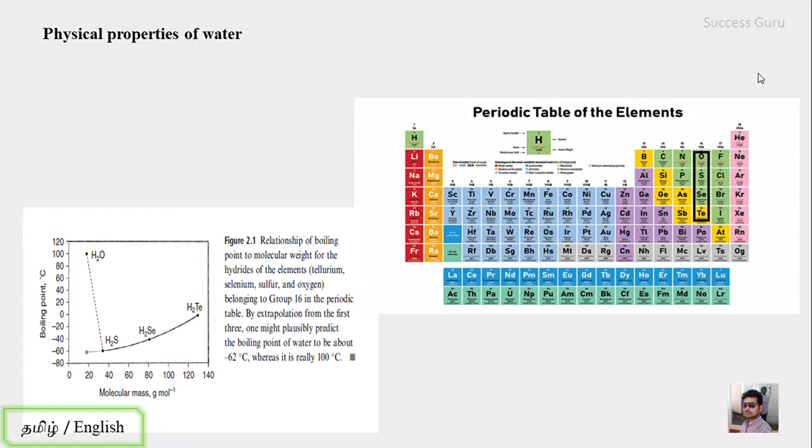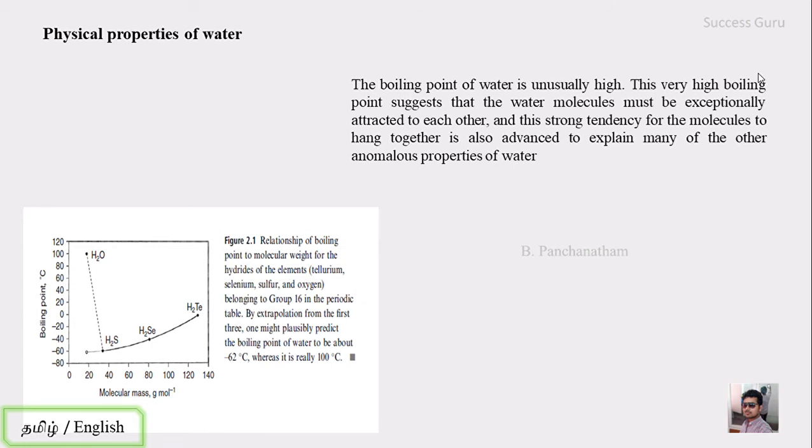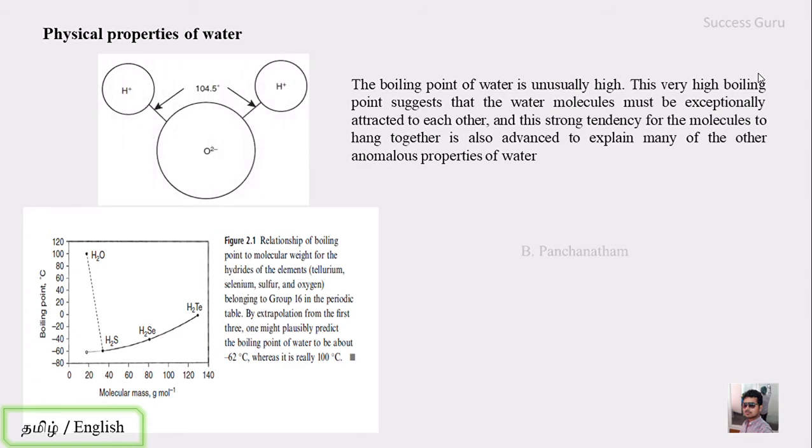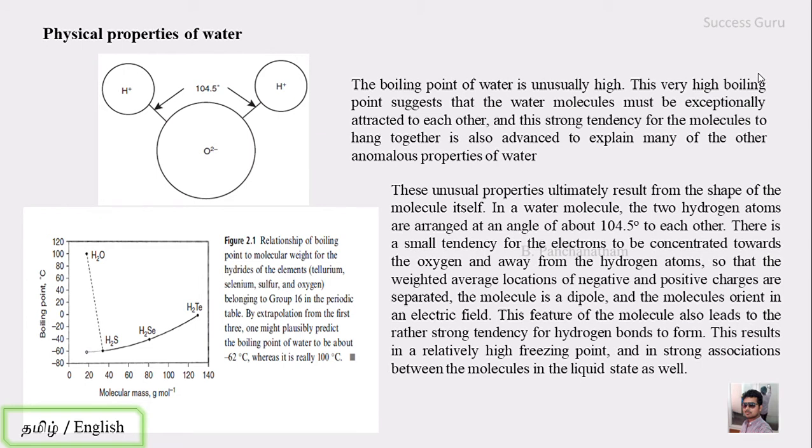That is, the boiling point of water is 100 degrees Celsius, right? And this is an unusual property, and it suggests that the water molecules must be exceptionally attracted to each other. This strong tendency of the molecules to hang together is also advanced to explain many of the other anomalous properties of water. So this is the very first thing, that the boiling point is high. Instead of minus 60, it is somewhere near 100 degrees Celsius, and that is due to the molecular structure, or the atomic structure, of water itself.